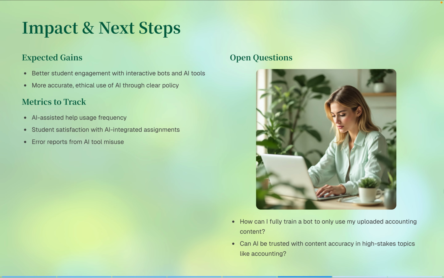The impact of AI and the next steps. The expected gains are better student engagement with interactive bots and AI tools, lots of AI tools. There's going to be more accurate and ethical use of AI through clear policy that I'm creating with my students. The metrics to track are AI-assisted help usage frequency and student satisfaction with AI-integrated assignments. I'll be able to ask them to give me their feedback. And error reports from AI tool misuse, so I'll be watching for how AI is not correctly used.